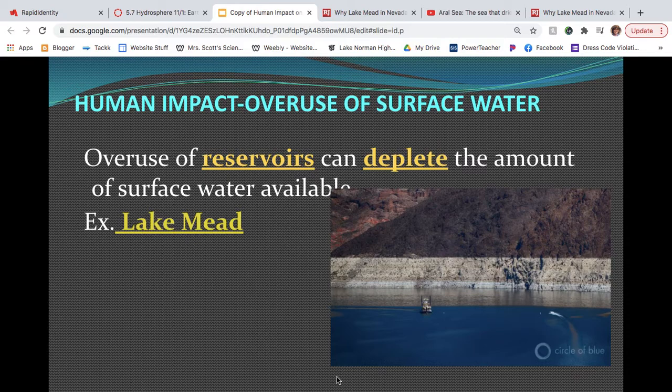So we can run out of water accessible to us. We're never going to run out of water on Earth. It's not like the water is magically going away, but we can use it so much that it's not where we need it to be anymore.